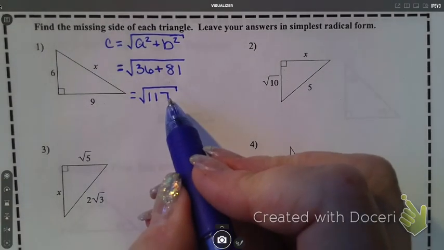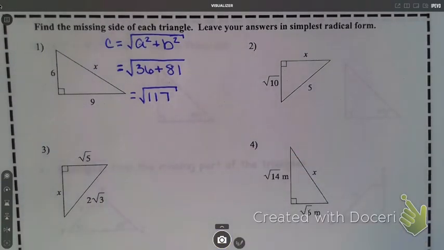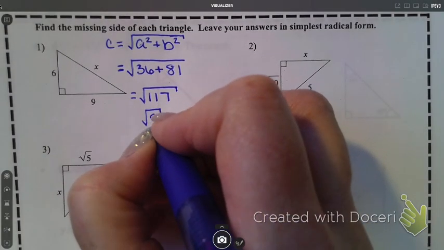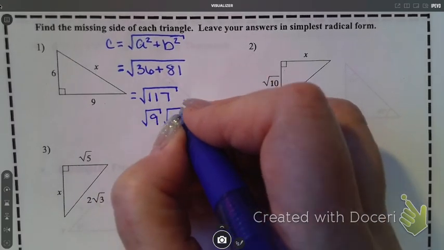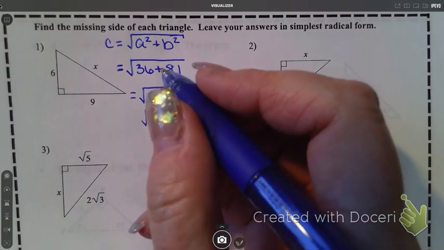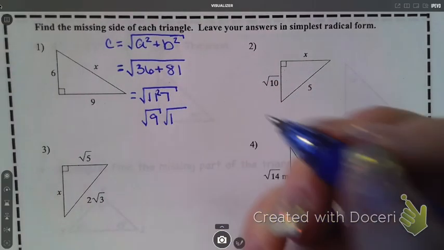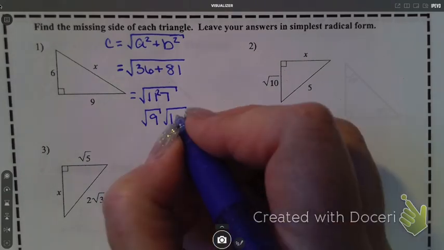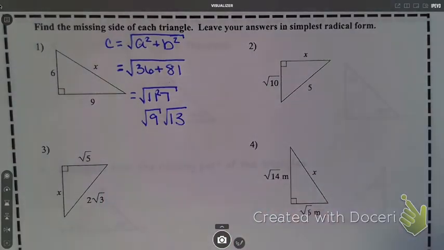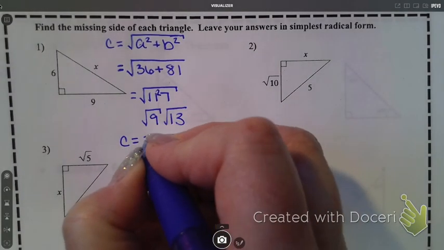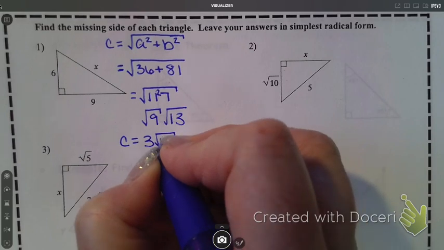Now, 1 plus 1 plus 7 is what? 9. So 9's a perfect square, so we need to keep going, right? 3. So the square root of 9. 9 goes into 11 how much? 1, with 2 left over. With 3. 2. 9 goes into 27 how many times? 3. So does 13 have a perfect square in it? No. So C equals what? 3 square root of 13.